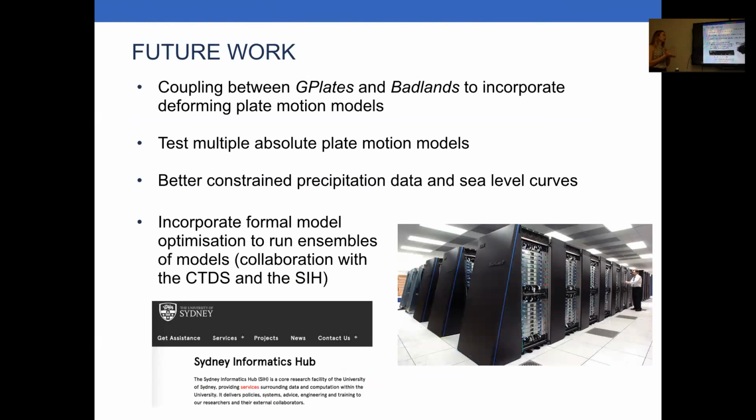And of course, we hope to better constrain the precipitation data and sea level curves, which were only very simply incorporated in these models. And we hope to do this through the incorporation of formal model optimization to run ensembles of models using the supercomputers through our collaboration with the CTDS and the SIH to automate the optimization process that was only manually undertaken in the study.